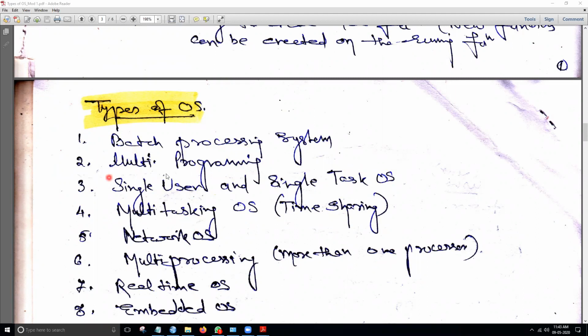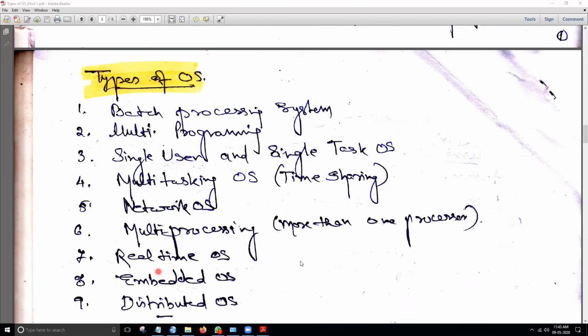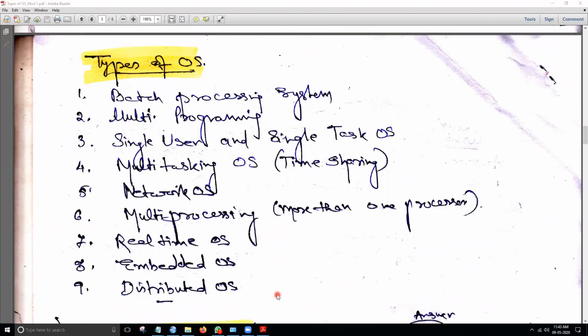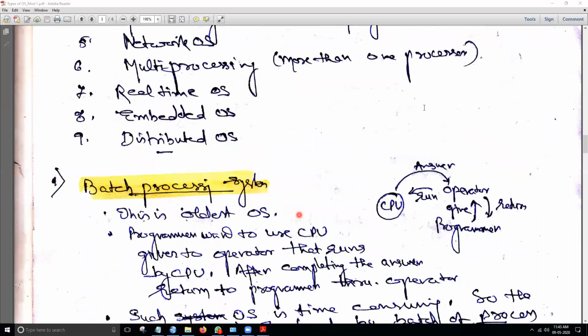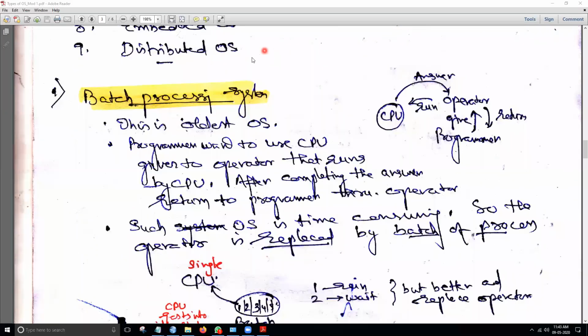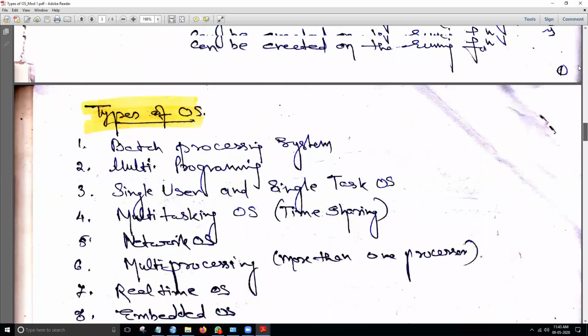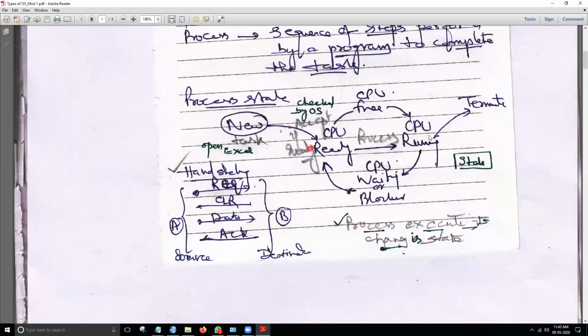Batch operating system, batch processing system, multi-programming system, multi-user, multitasking, networking, multi-processing, real-time, embedded, distributed. The batch operating system I have spoken about here is, as I showed you initially, when the process comes new to the CPU and from ready it goes to running. So remember this: new, ready, running, terminate, waiting, and these four states only you remember.